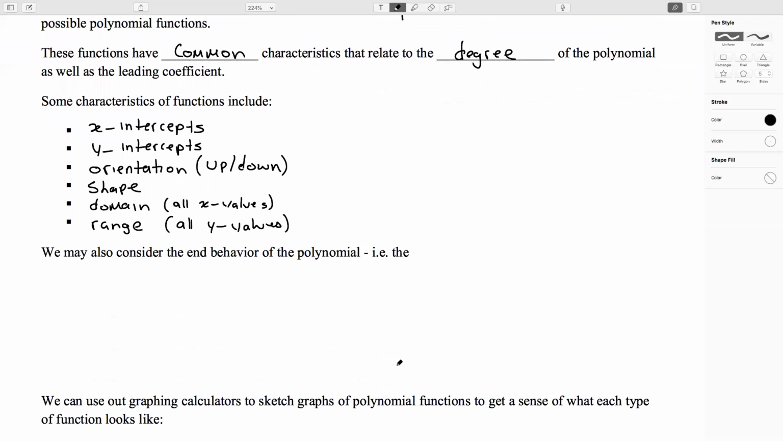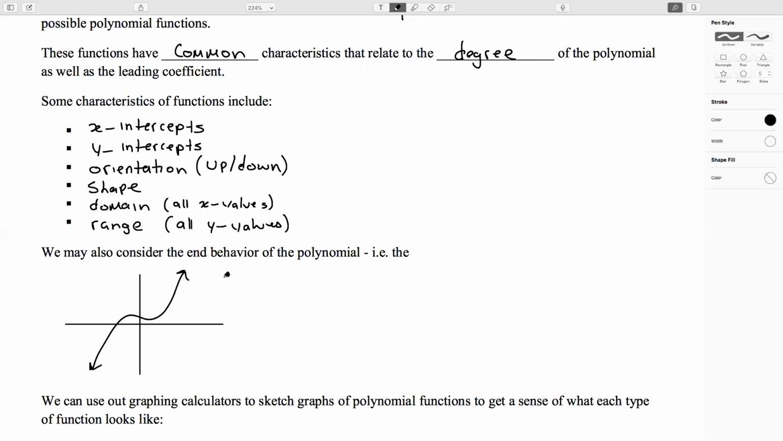We may also consider the end behavior of the polynomial. So I'm going to draw two different graphs for you. One of them will have similar end behavior and one will not. So let's take a look at one that doesn't have similar end behavior. Let's take a look at a function that looks something like this.